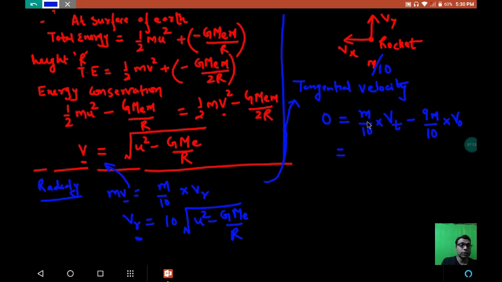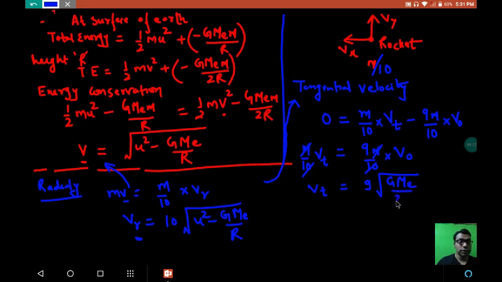So here we put the values and we get m by 10 vt equal to 9m by 10 into v naught. The tangential velocity equals, cancel the mass and mass, and 10 to 10, and putting the values, 9 v naught. What will be the value of v naught? Because it is the orbital velocity, it will be under root GM, mass of the earth, upon 2R. Now it is at the height of 2R.